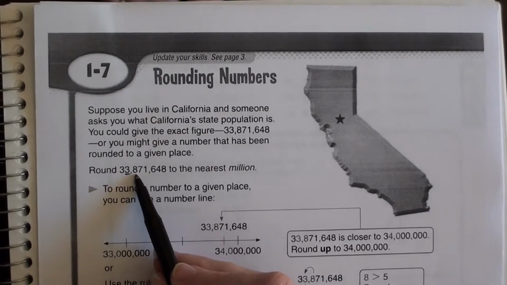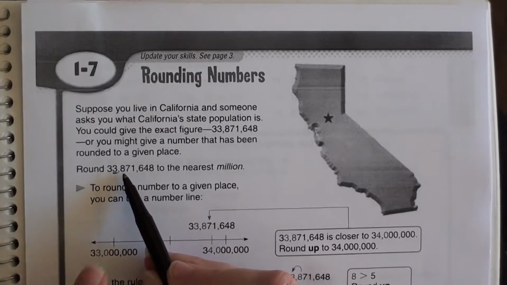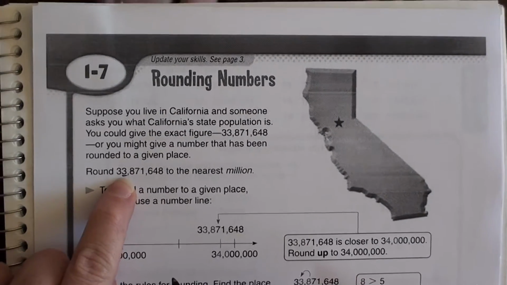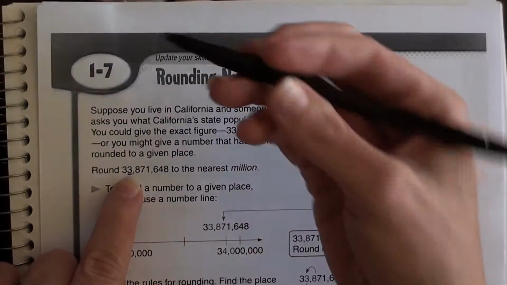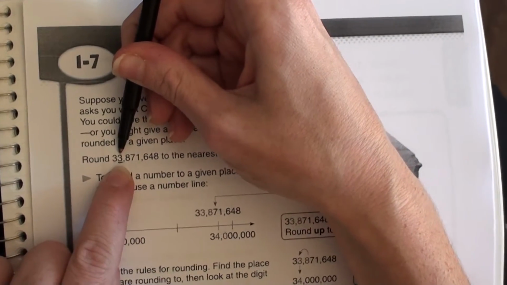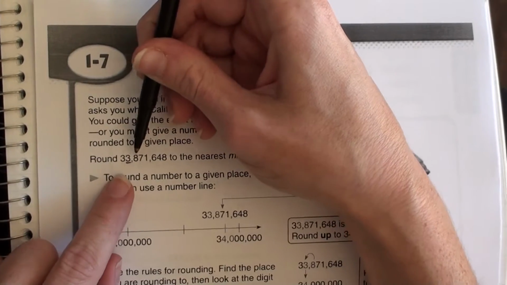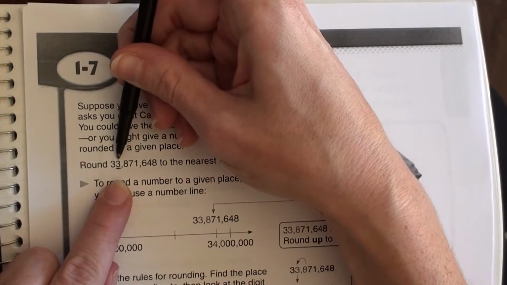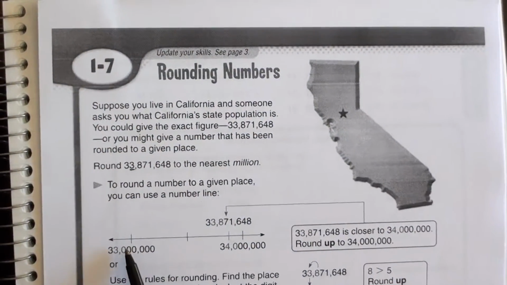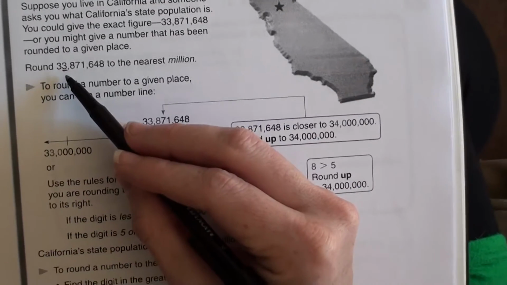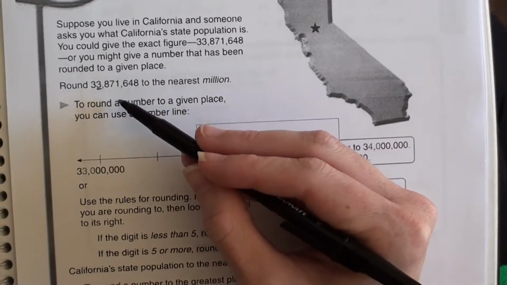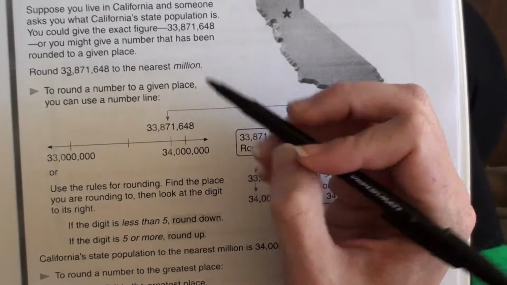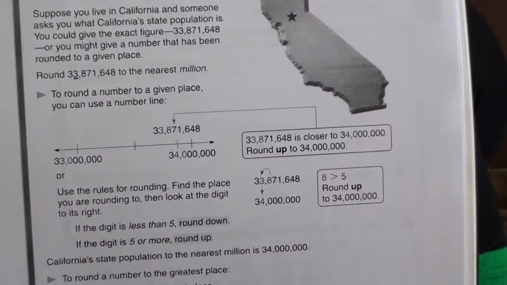So I'm going to look next door. This 8 right here is telling us that we need to add one more to the 3. We're not adding anything else except to that number. Now, a lot of you were adding to the 8. No, we're not adding to the neighbor. We're adding to the place value that we underlined, okay? And if you were to look on a number line, 33,871,648 is pretty close to 34 million. And that is why we rounded up.